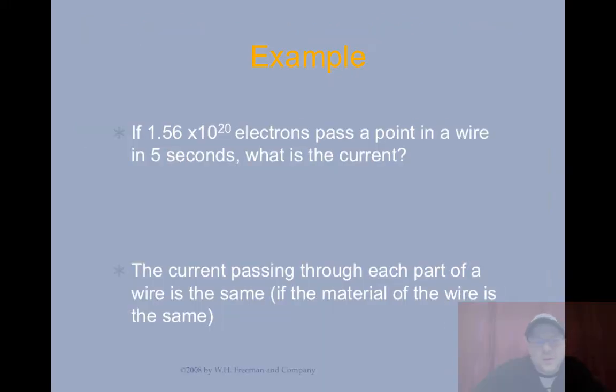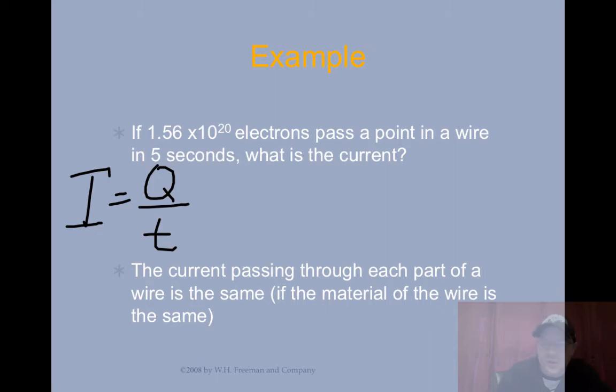So let's try an example problem here. We've got 1.56 times 10 to the 20th electrons passing through a point on a wire in 5 seconds. So what would that current look like? Current is the amount of charge that passes through every single second. All I was given there is the amount of the electrons. I know a number of electrons.